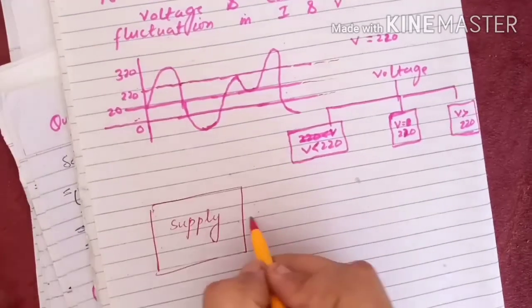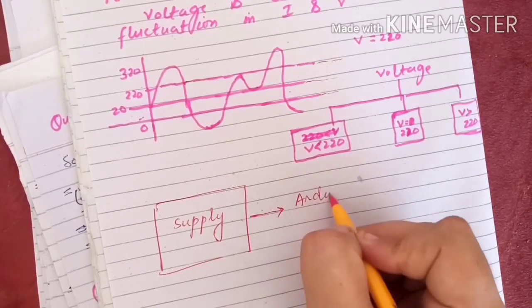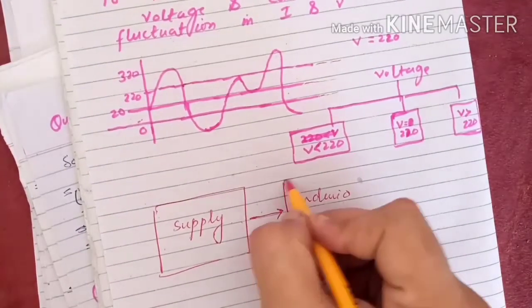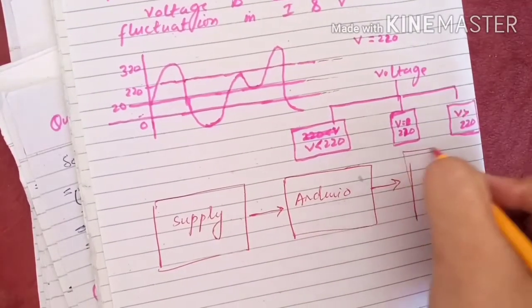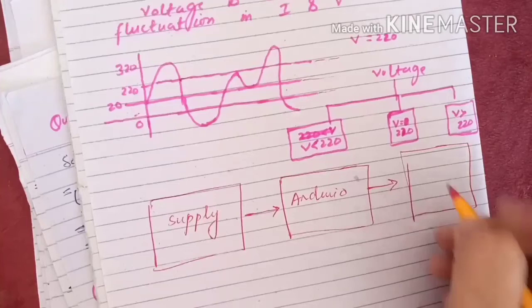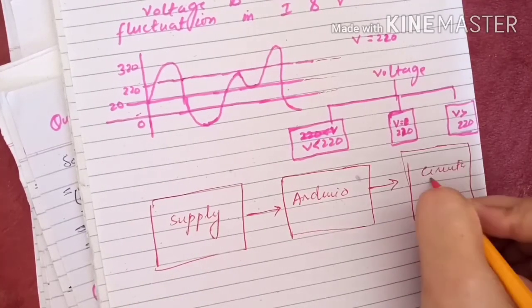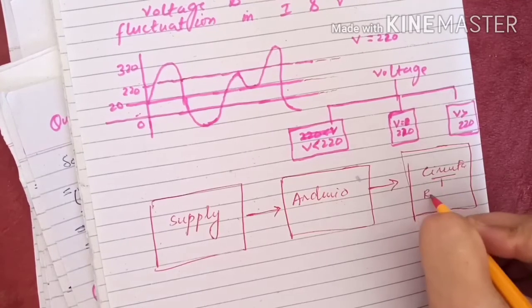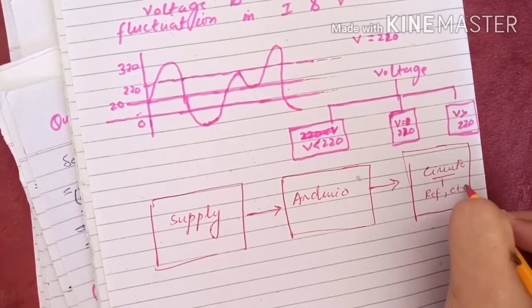Now we discuss how it will run. The supply, with the Arduino connected in the middle, and then the load. The overall circuit, like a refrigerator, that we call a load, will be working here.